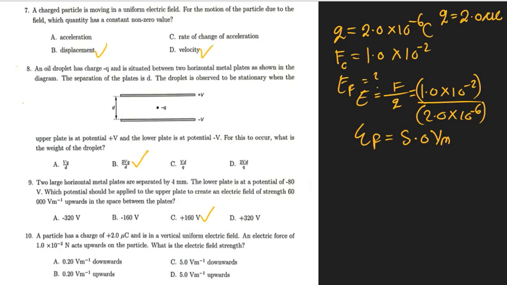Now let's say a particle has a charge of this and is in a vertical uniform electric field, and the electric force of this acts upwards on the particle. What is the electric field strength? You must follow the line of the electric force. Where the electric force is going, that's where the field should also go. They're saying 5 upwards. Okay, I'll go with 5 upwards. That is how you go about these questions.